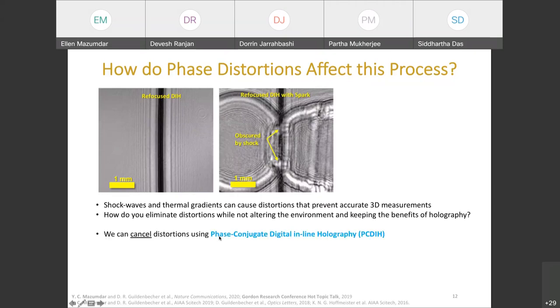So one of the techniques that we came up with is we actually wanted to come up with a method for canceling distortions. And so there's a technique called phase conjugate digital inline holography that I've been working on.